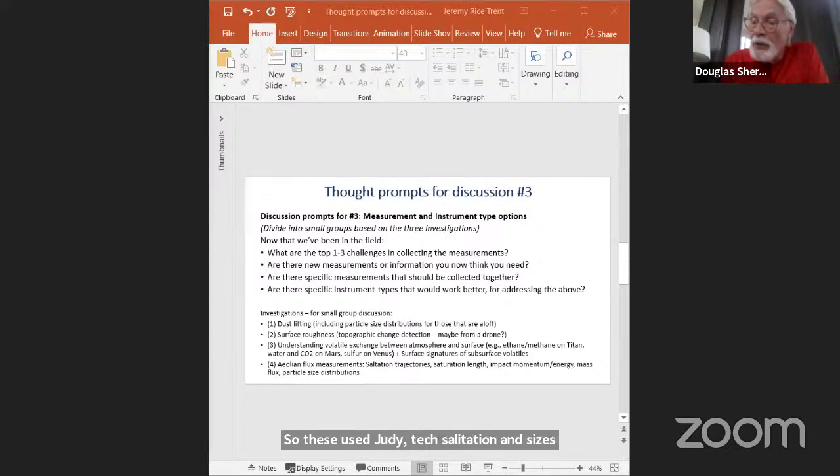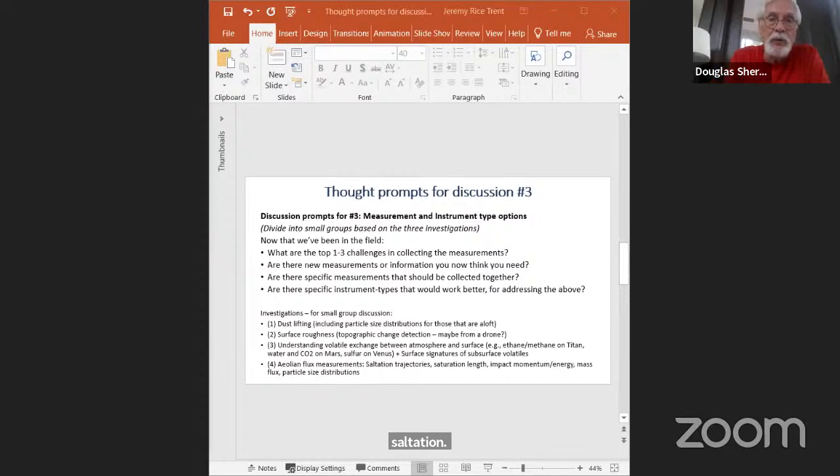We also want to mention again the potential importance of measuring the electric field. We know that when dust is present in the air, huge static charges can develop, and we know that those can have some effect, of unknown magnitude, on saltation. And finally, the need to have a camera.